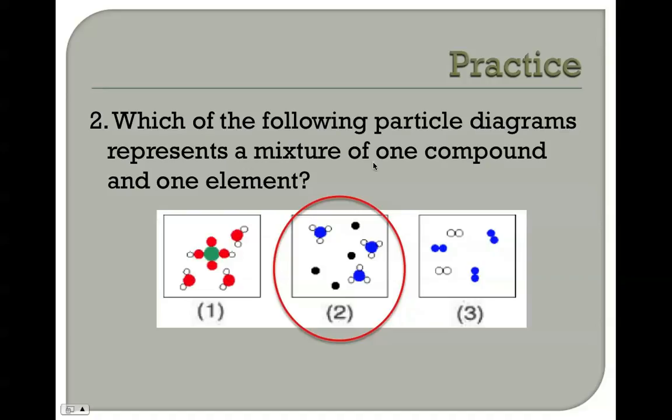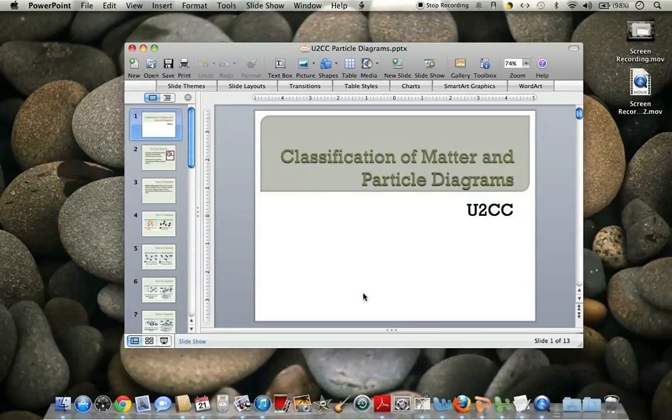And then number 2, you should have selected 2. This asks for a mixture of one compound and one element. Here, number 1, we have a mixture of two compounds. 3, we have a mixture of elements, specifically diatomic elements. But then right in the middle, number 2, the black dots are our element, and then the blue and white are representing our compound. So number 2 should be the one that you selected. Okay, that was quick, just a quick summary. We're going to work on these particle diagrams. It's important that you get that abstract representation. We also will be doing a lab focusing on that idea as well.